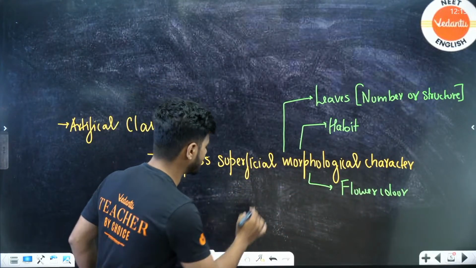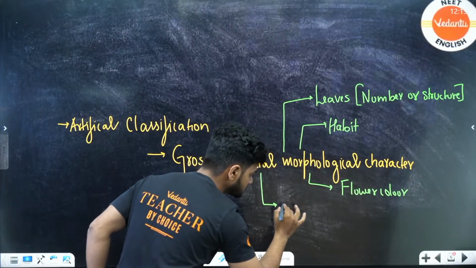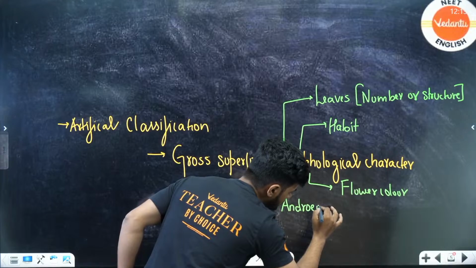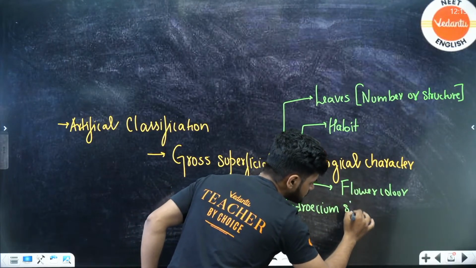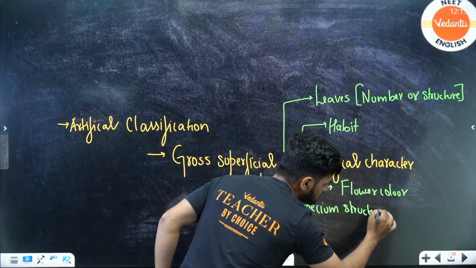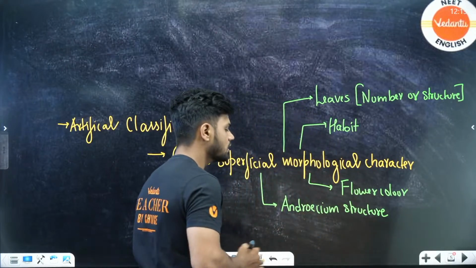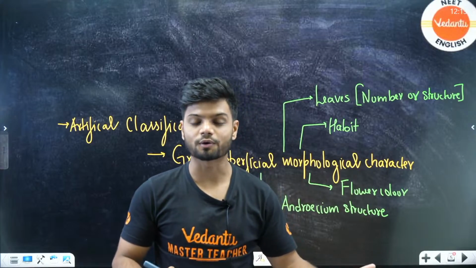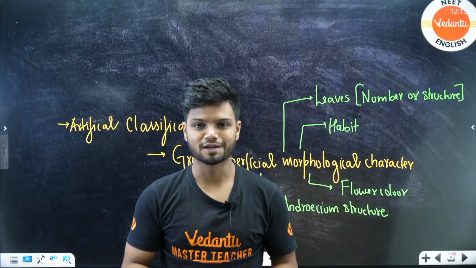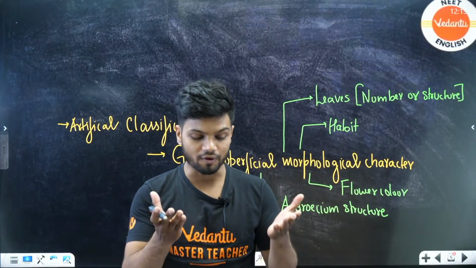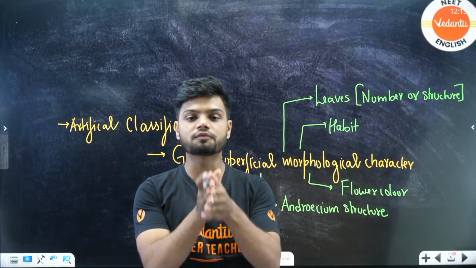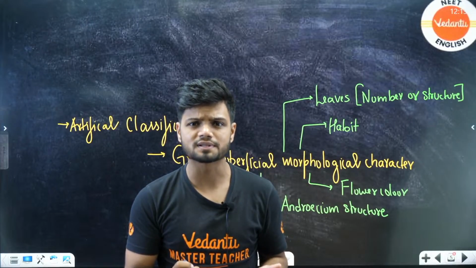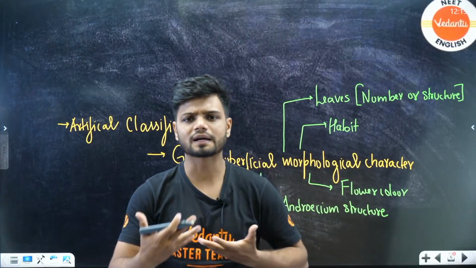Now one more was there, that is based on the androecium structure. This was given by none other than Carl Linnaeus. Carl Linnaeus told that if the androecium is joined together in a single bundle, it is monadelphous, and if joined in two bundles, diadelphous. So all these were different types of classification.